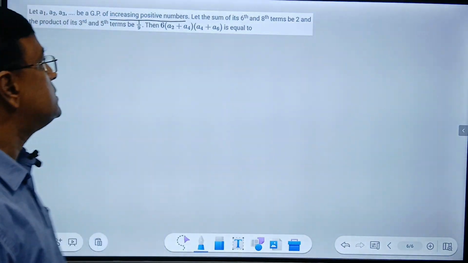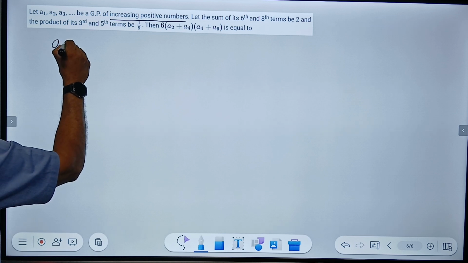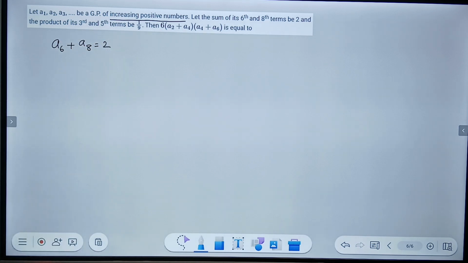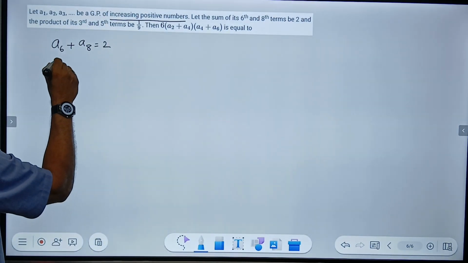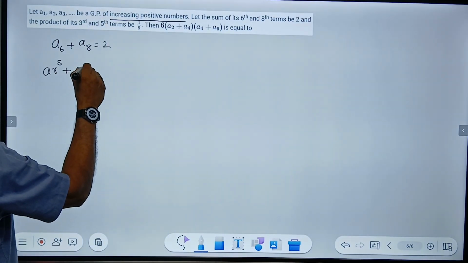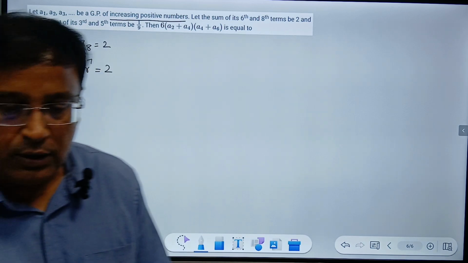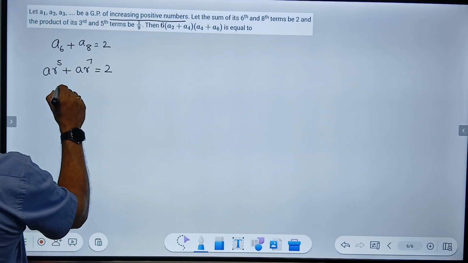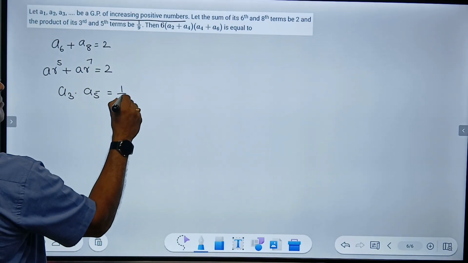Now he has given the sum of the 6th term and the 8th term is 2. What is the 6th term formula? A r power 5. And what is the 8th term? A r power 7 equal to 2. So let it be there. What else is given to you? He has given you the product. Product of what? The 3rd term and the 5th term is 1 by 9.